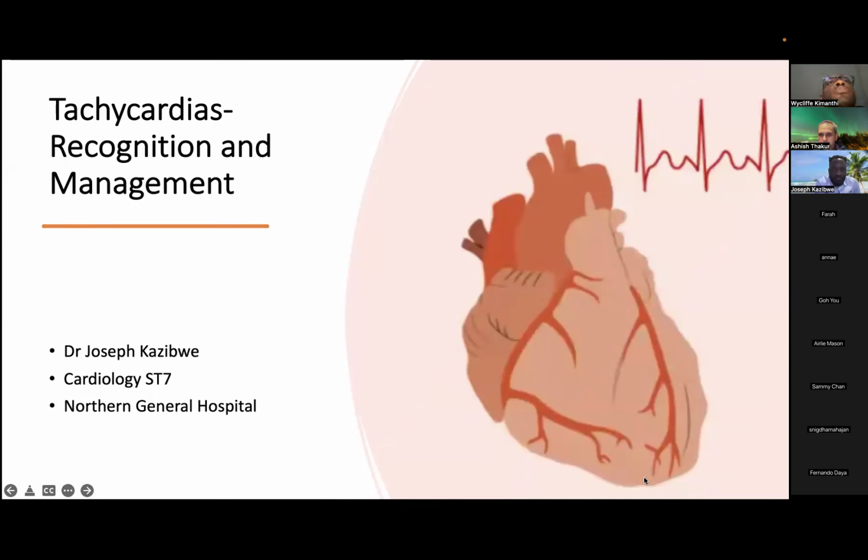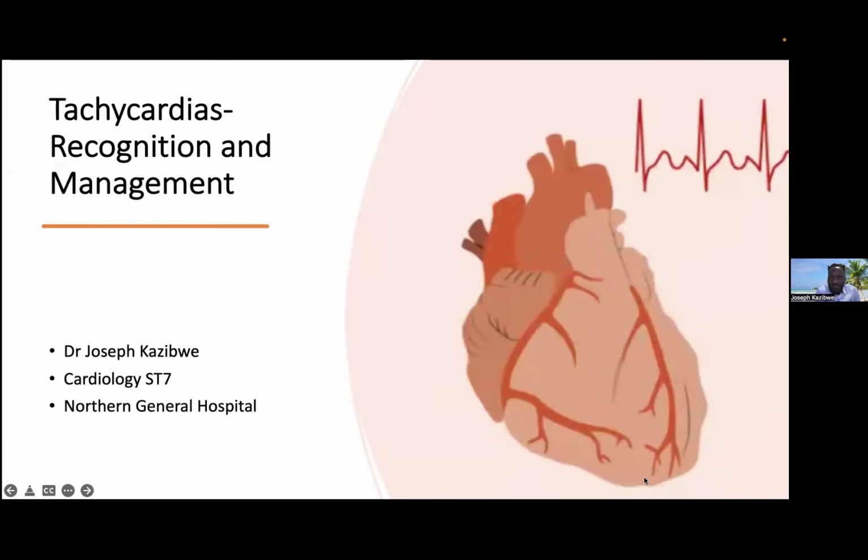I'm one of the cardiology registrars, soon finishing to start my consultant job. It's a pleasure to be with you and discuss the recognition and management of some fast heart rate tachyarrhythmias. My subspecialty is devices, a bit of electrophysiology, and I'm based at the Northern General Hospital in Sheffield.